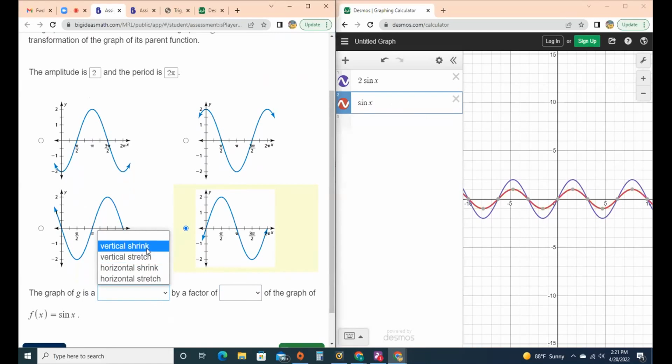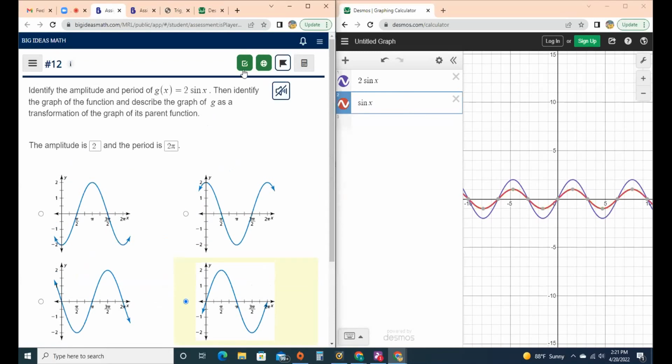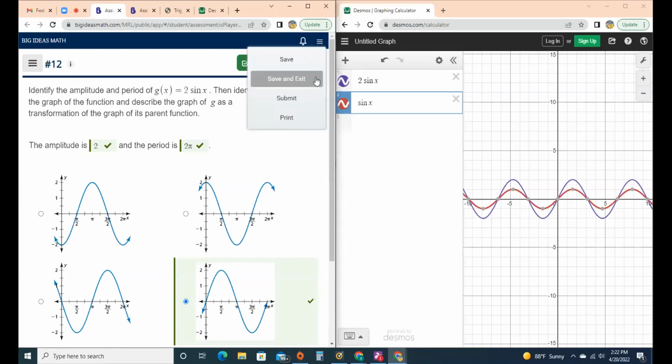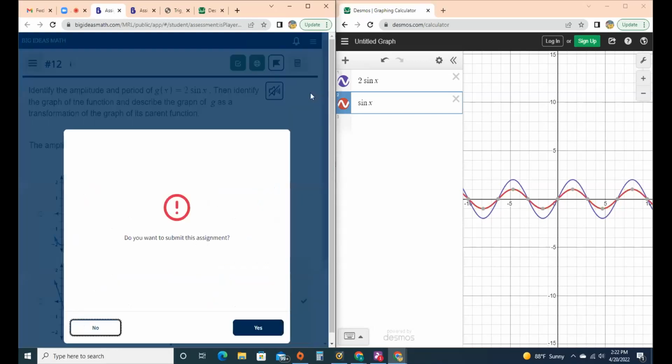Shrink is when it gets shorter. Yours is getting taller. And then be 2. Yes. The horizontal ones are the only ones you're going to see that are going to be reciprocals. All right, well done with this one. That was easy, kind of.